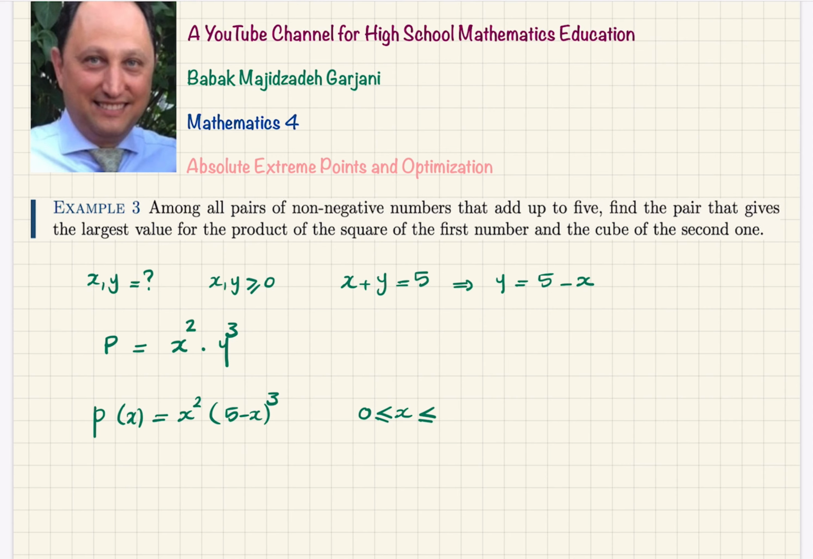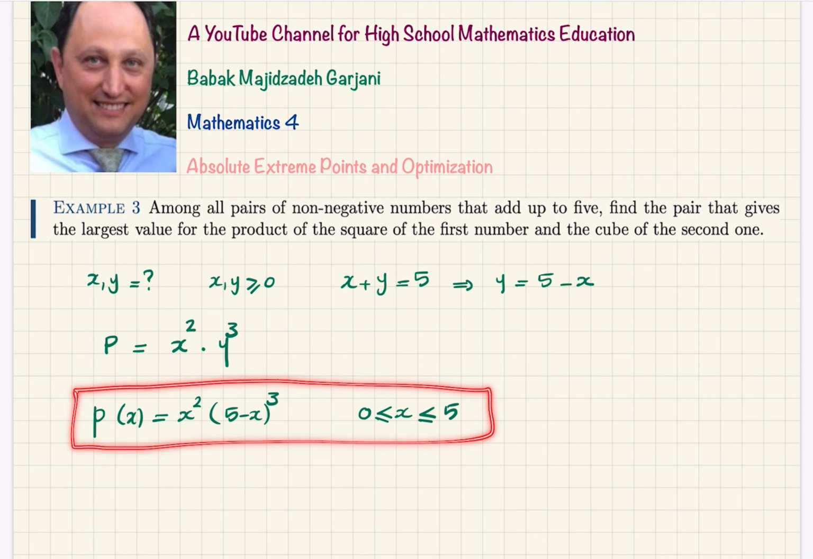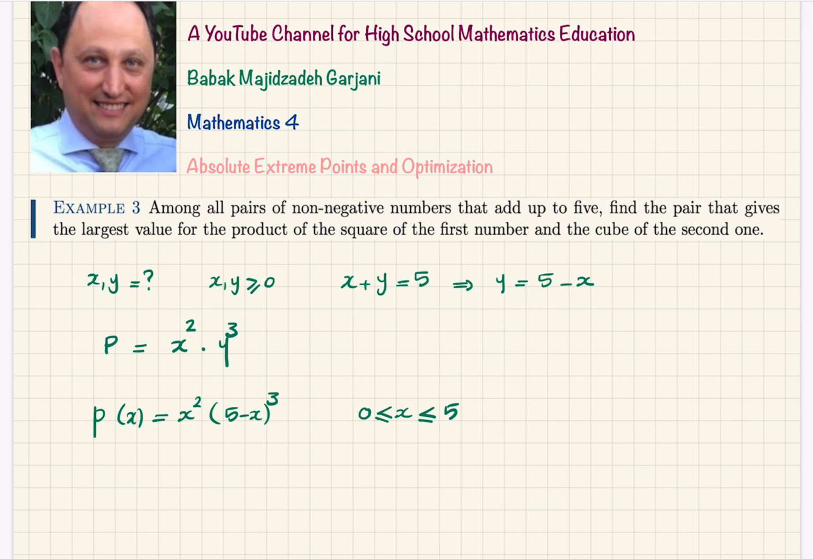It's 5, because if I go beyond 5, then because of this constraint, y becomes negative, which is not acceptable. And then you can totally forget about everything, just concentrate on maximizing this continuous function on the closed interval between 0 and 5. I don't know how you want to do it, but let us use the product rule this time.